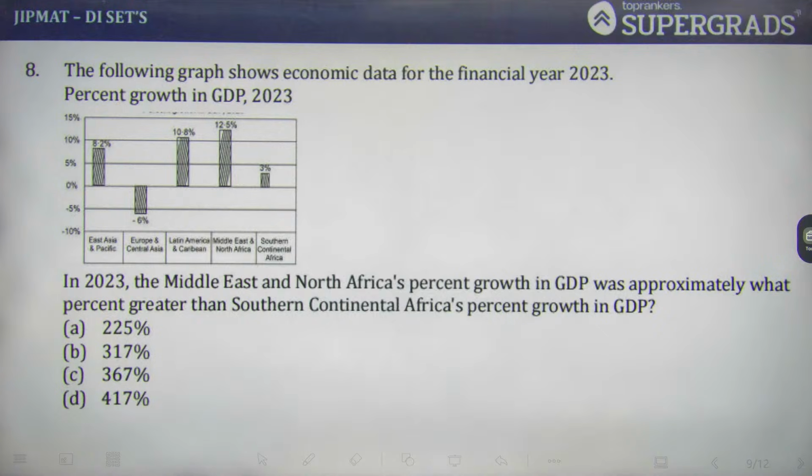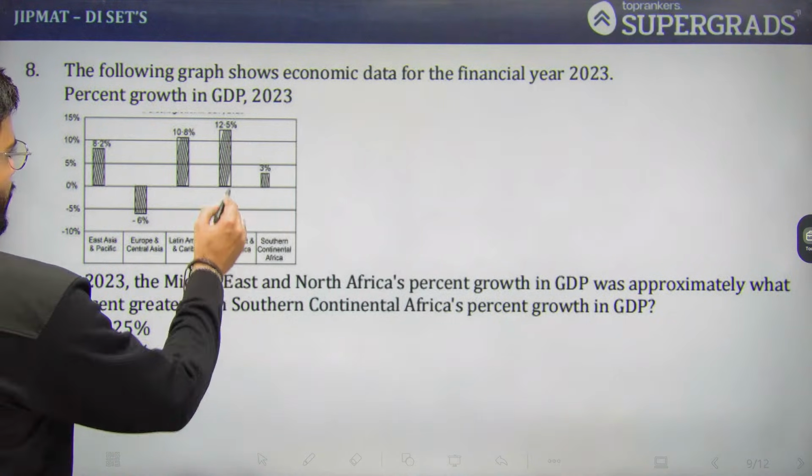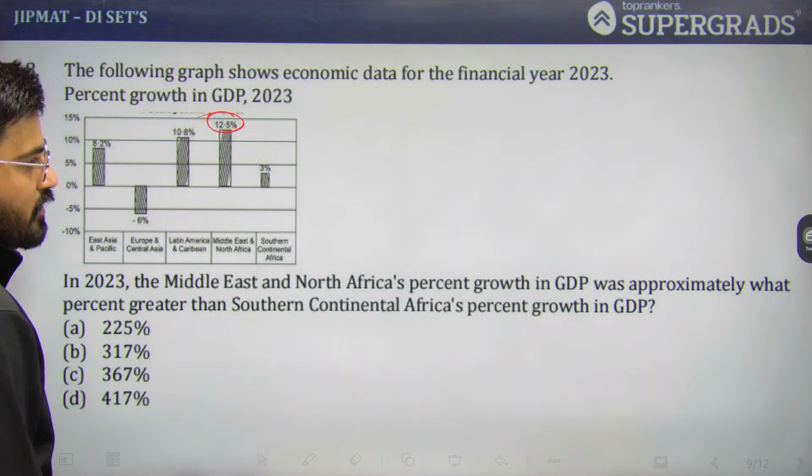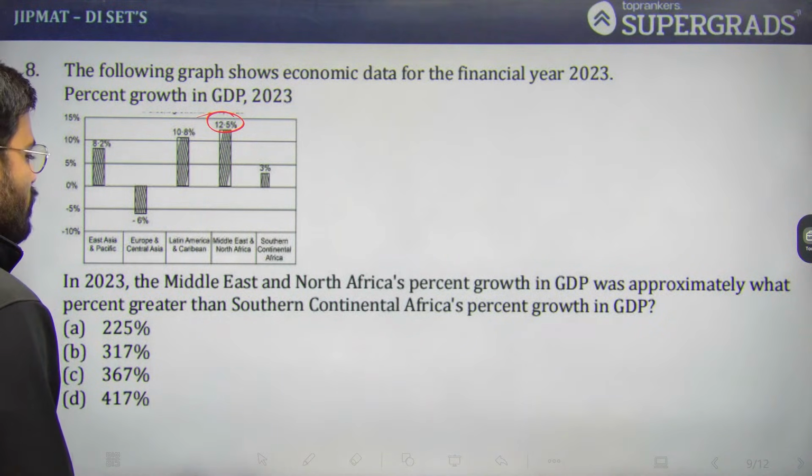Next, in 2023, the Middle East and North Africa's percentage growth in GDP is approximately what percent greater than Southern Continental Africa's percentage growth in GDP? Okay. Middle East and North Africa's percentage growth in GDP is 12.5%. It was approximately what percent more than Southern Continental Africa's percentage?